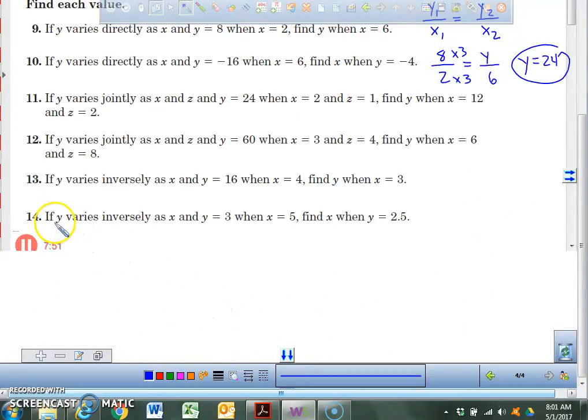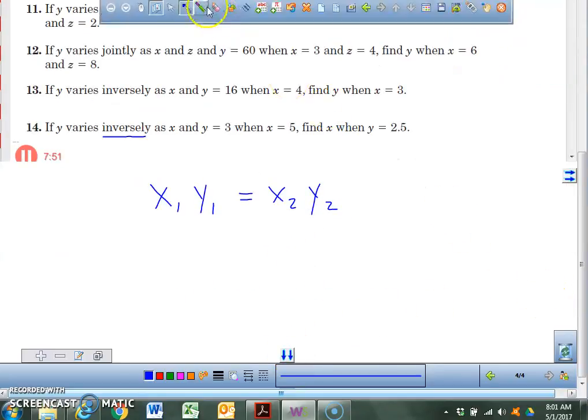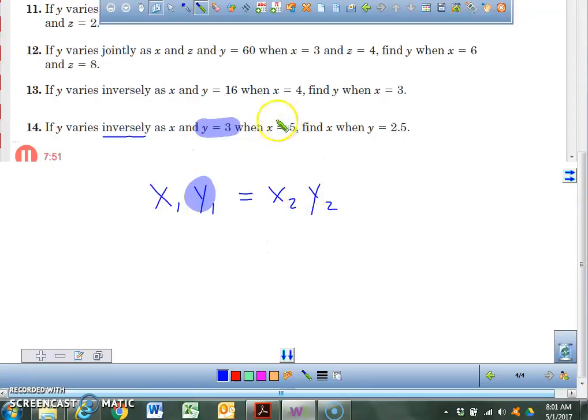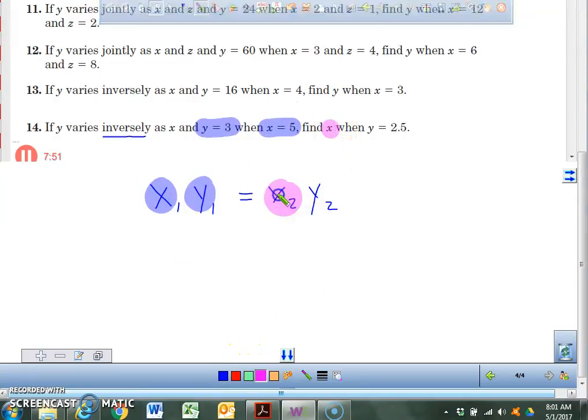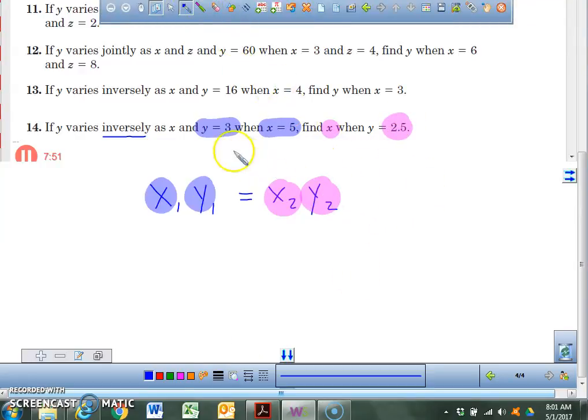Here we go. It says y varies not directly, not jointly. It varies inversely. So we have to use this formula: x1 y1 equals x2 y2. I know, crazy. So right now I'm going to highlight something. It says y is 3, so we plug in 3, when x is 5, we're going to plug in 5. It says find x. We're going to find x when y is 2.5.